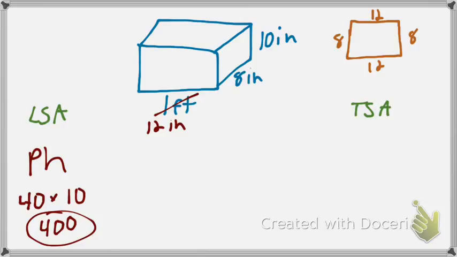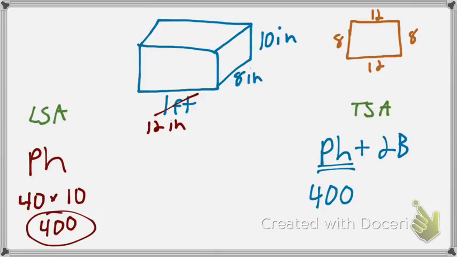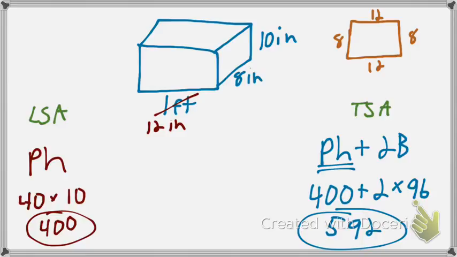Now, total surface area is capital PH plus 2 capital B. We just said what PH is. What is it? 400. Plus 2 times, how do you find the area of a rectangle? Length times width, base times height, either one. 8 times 12 is 96. Which would give you 592, I think, if you put it in your calculator. Tricky? Not too bad? Cool.